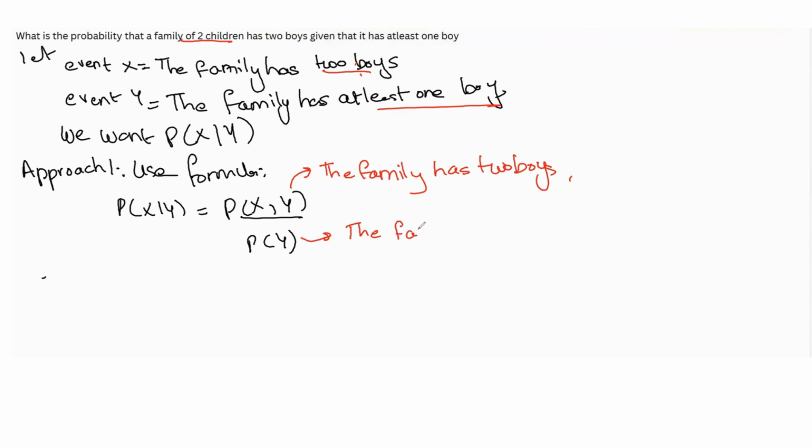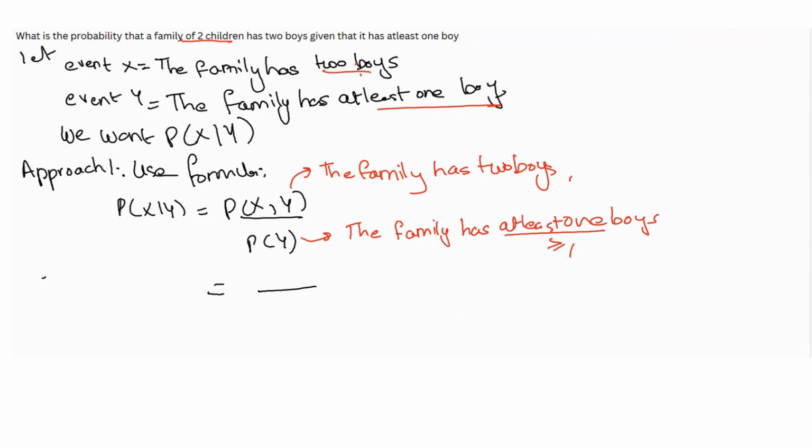Because Y is the family has at least one boy, we want to find that probability. Remember, at least means greater than or equal to one. Now let's see what these probabilities turn out to be. We want to figure out what these probabilities are.